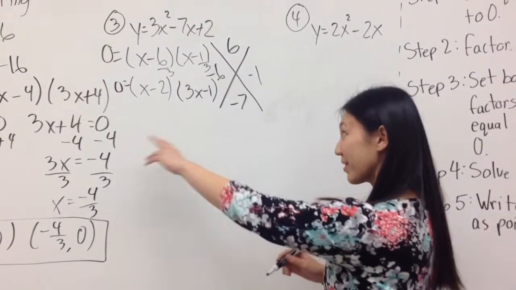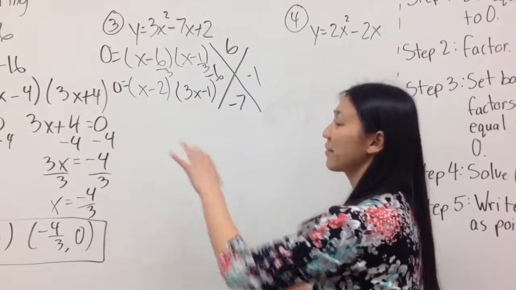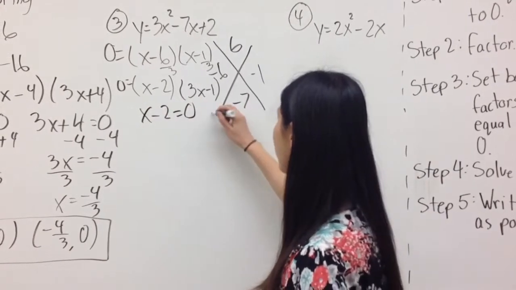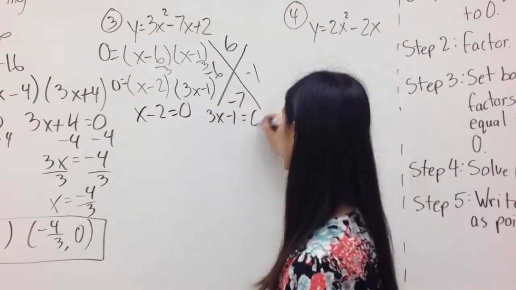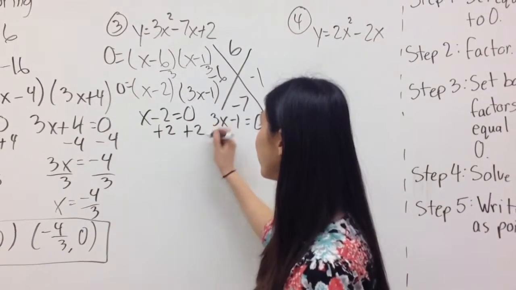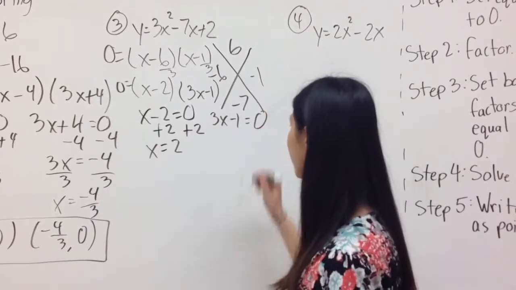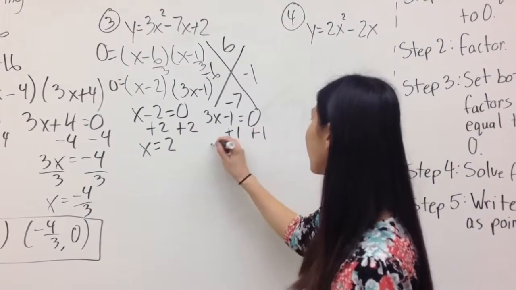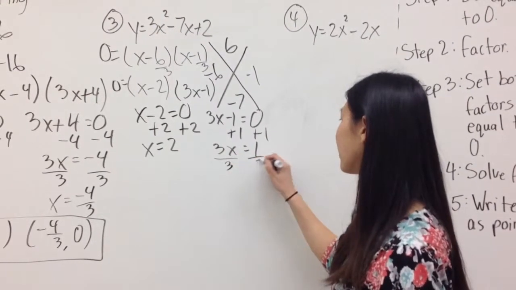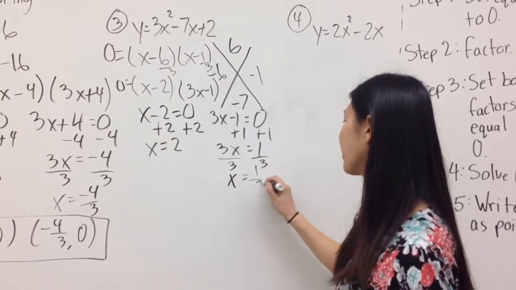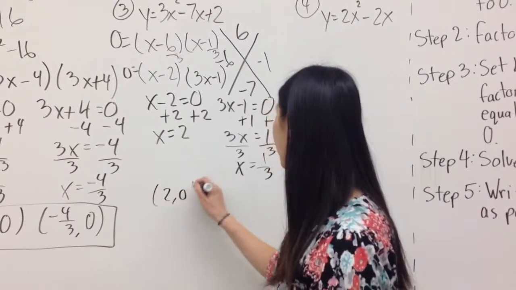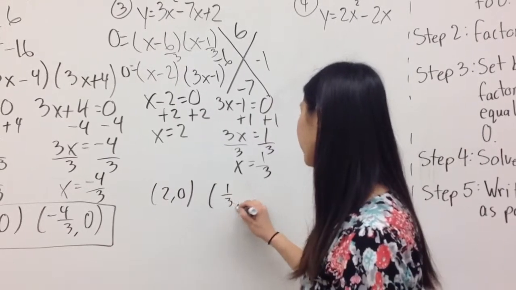So we set it equal to 0, we have these factors now, and now we're setting each one equal to 0. So I get x minus 2 equals 0, and then 3x minus 1 equals 0. I solve. I add 2 to both sides here, so I get x is equal to 2. Add 1 to both sides here, I get 3x is equal to 1. And I'm dividing by 3 on both sides here. So I get x is equal to 1/3. Now I make my points. So I get (2, 0), and then I get (1/3, 0).